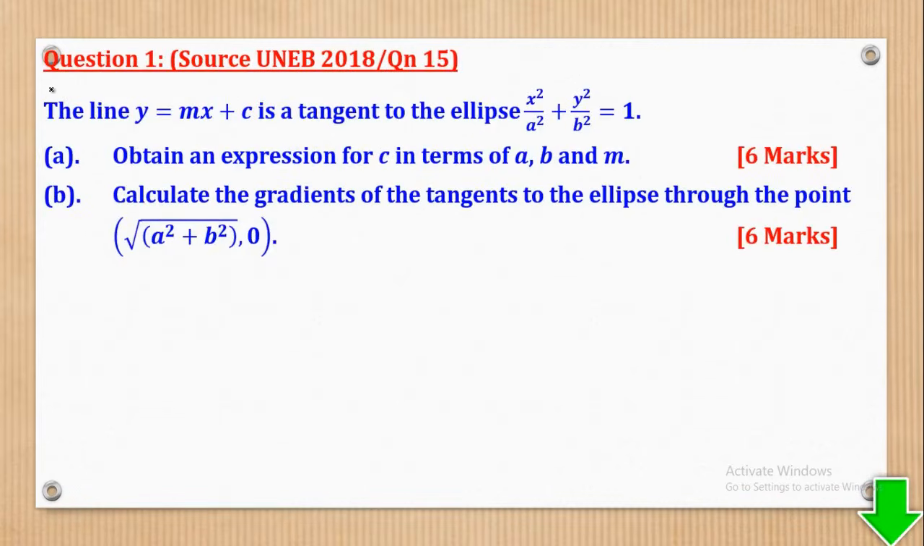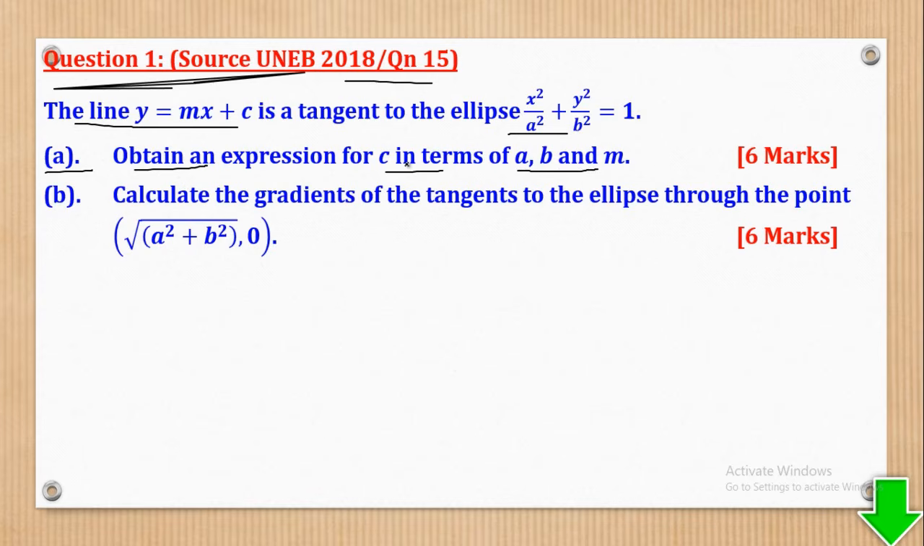So with that, let's go through some of the questions. Question 1 came from UNEB 2018 paper 1 question 15 and says, the line y equal to mx plus c is a tangent to the ellipse this. Part Roman 1, obtain an expression for c in terms of a, b, and m.